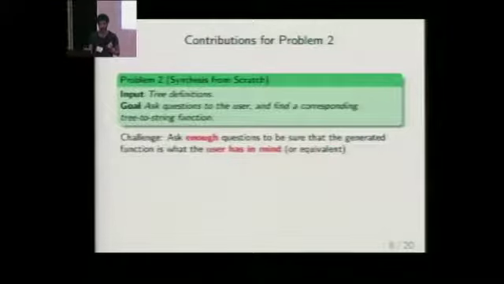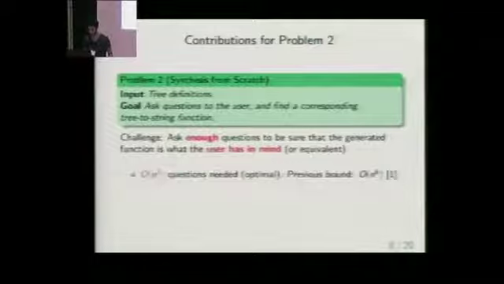And this is very challenging because in one way you don't want to ask too few questions, and on the other hand you don't want to ask too many questions to not bother the user. And so here for the contributions, we prove that you need, in fact, n to the power of 3 questions, and this is optimal, where n is the size of the tree definitions that I showed on the previous slide. And here we improved a bound n to the power 6, which existed in another context, but which also applied to this domain.